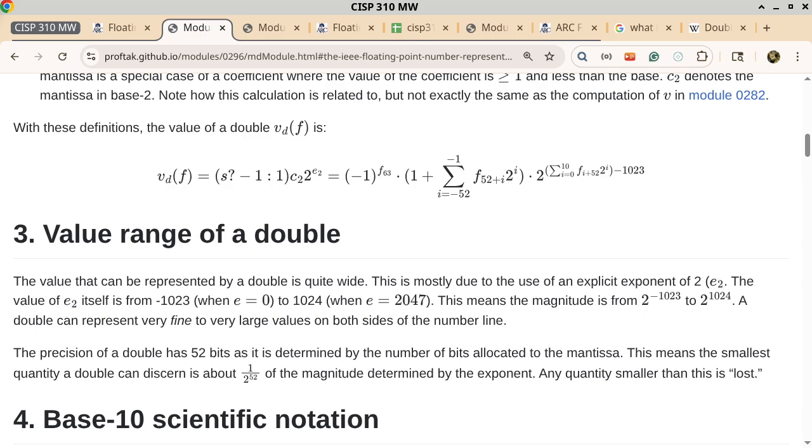So the 1 plus is constant. In other words, this 1 does not depend on any one of the bits of f, which leads to a little bit of a problem because now we cannot represent 0, because this one is always there. We can get pretty close to 0, but never really exactly 0. So we'll handle that situation in just a little bit. So this one is always here. This is the fractional part of the coefficient.